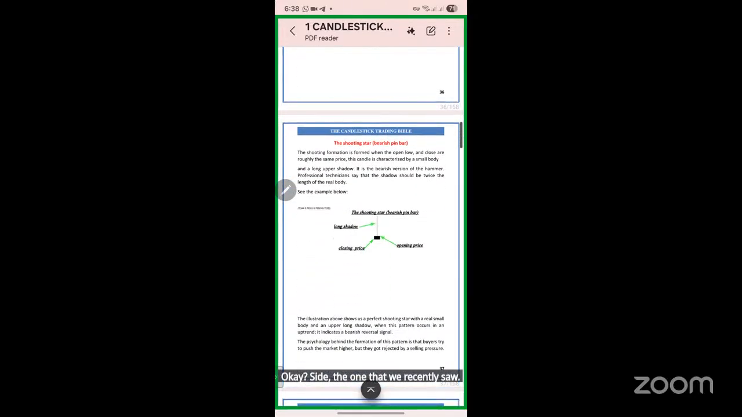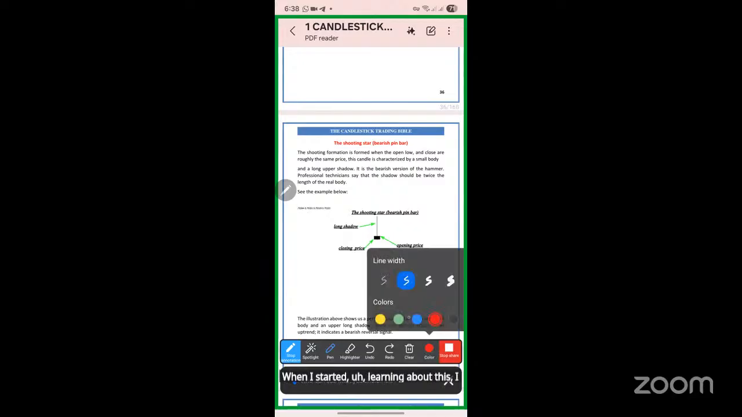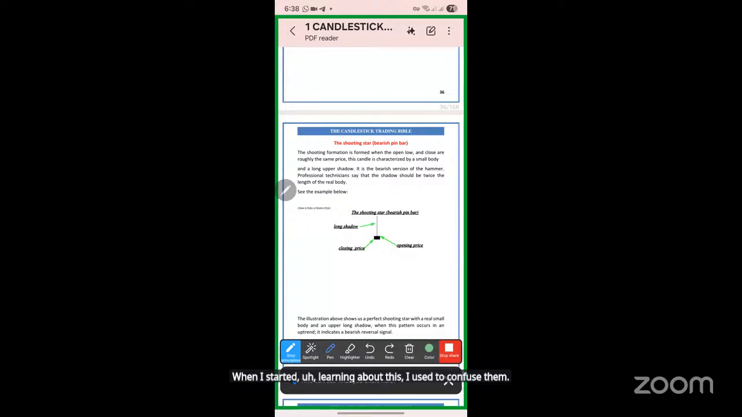But this time around, we are looking at the shooting star. A shooting star is a bearish pin bar. So don't confuse the two. I know, when I started learning about this, I used to confuse them. So I hope you don't get any confusion.